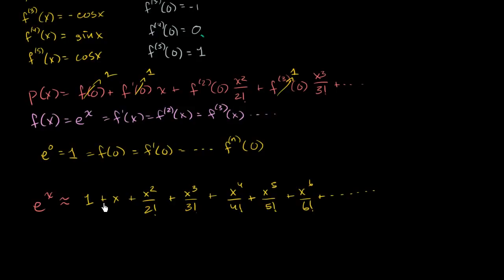That e to the x, this is just really cool, can be approximated by 1 plus x plus x squared over 2 factorial plus x to the third over 3 factorial. Once again, e to the x is starting to look like a pretty cool thing.